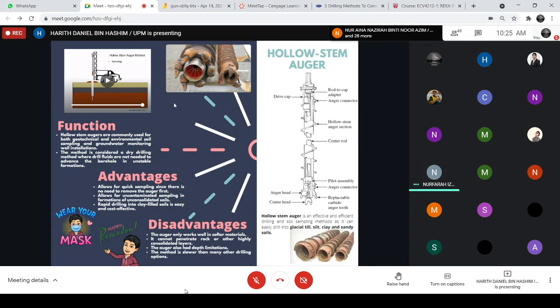the soil. Next, the auger also has a depth limitation, which is limited to 150 feet or 45 meters or less. And lastly, this method is slower than many other drilling options. That's all from us. Thank you.